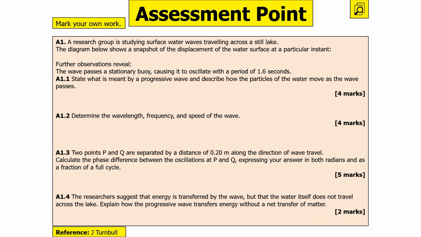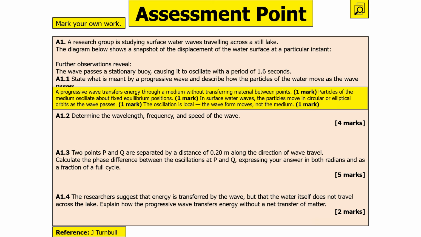Okay, in this first question, a progressive wave transfers energy through a medium without transferring material between points. Particles in the medium will oscillate about fixed equilibrium positions, and in a surface water wave, the particles will move in circular or elliptical orbits as the wave passes. Now, the oscillation is going to be local. The waveform moves, not the medium.